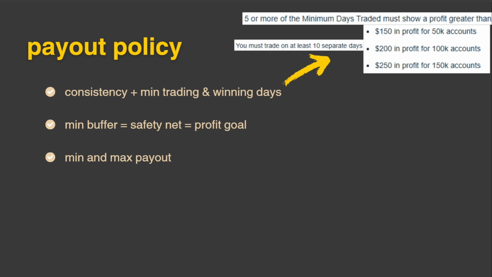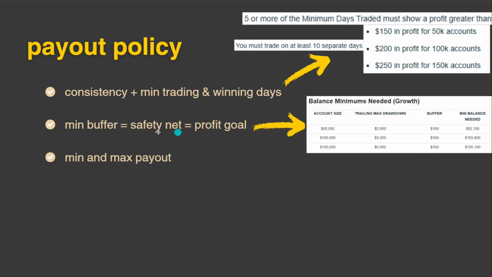The next big part is, what's the minimum buffer, the safety net, as a couple of companies like Apex Funded Trader name it, or the profit goal for the second step for the payout. And most of the time it's the same amount to achieve as you have a drawdown. So the drawdown here is $2,000 and you need to achieve $2,000 plus $100 minimum balance for a payout.